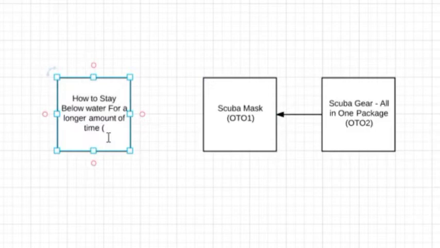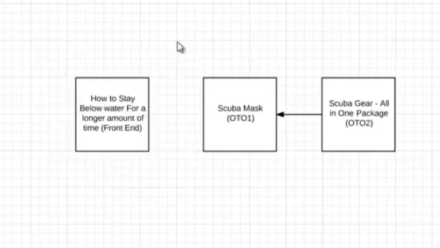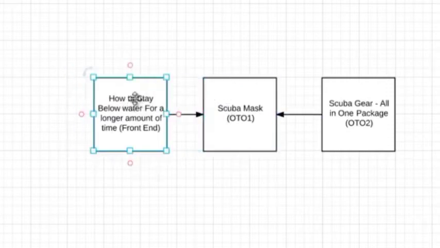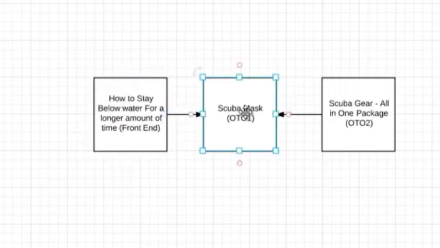So this could be a lead magnet, it could be a front end offer. But let's say, for example, we want to make a course to show people how to stay below water for a longer amount of time, or whatever unique selling proposition solves somebody's problem, right? So they go from here, they're looking to stay below water for a longer amount of time, and then maybe you present them after that.